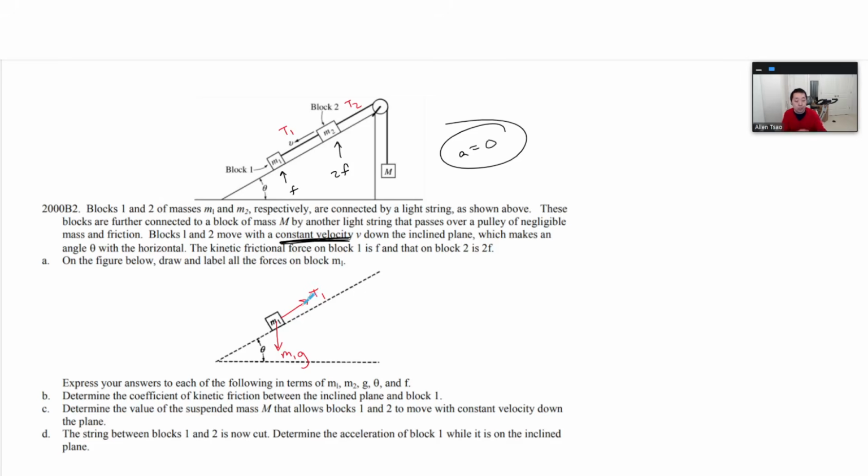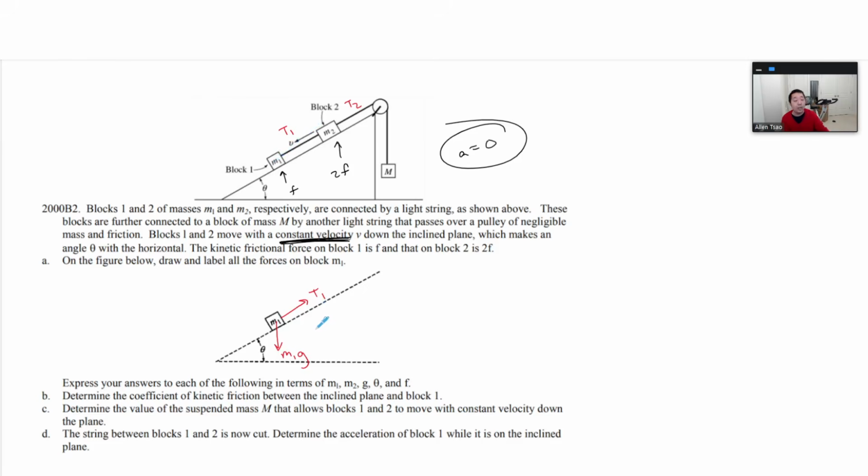This is T1. It's only pulling, so it has to be up and to the right. Why? Because I can't push with the string. Imagine I've wrapped a string around you. I can pull you around, but if I start pushing, nothing happens. It just goes slack. I can only pull with the rope, I cannot push you with the rope. So the pulling direction is up and to the right like that.